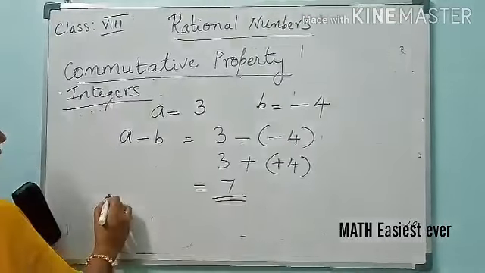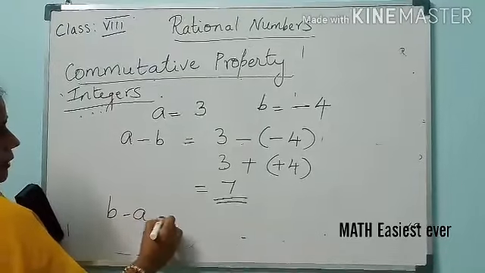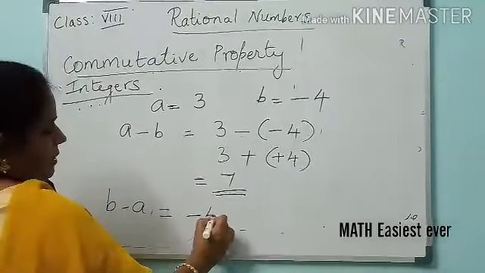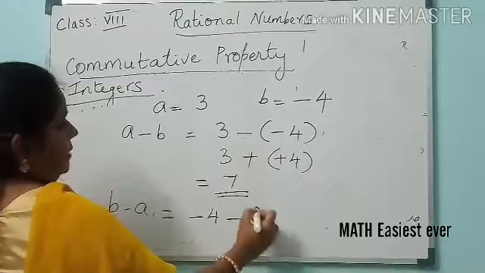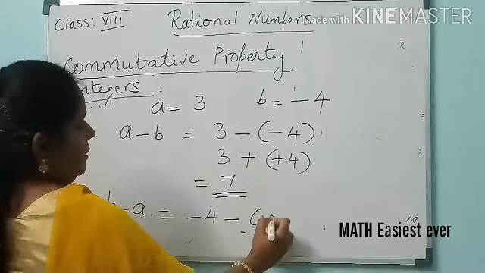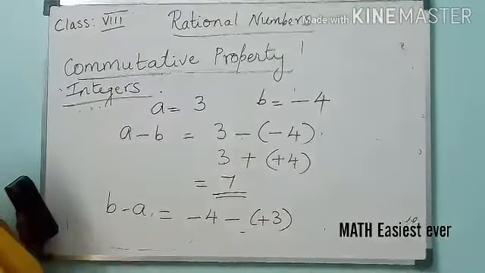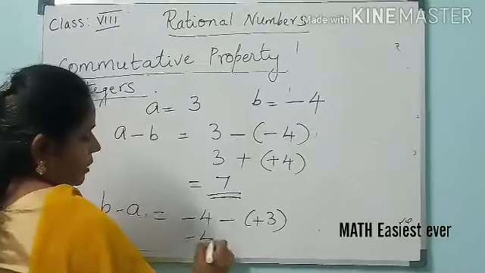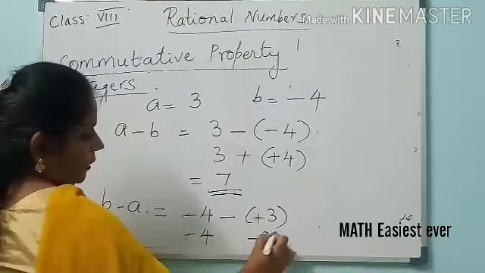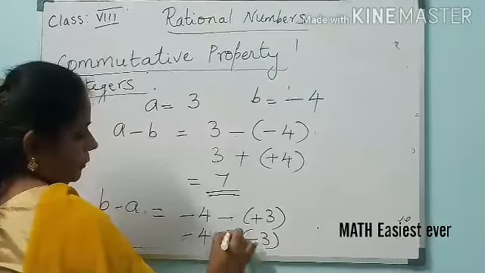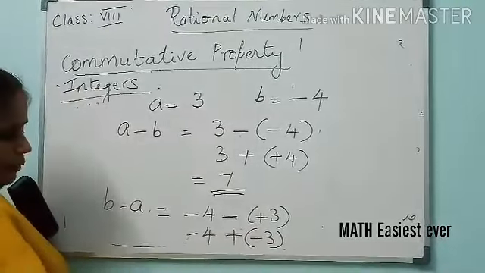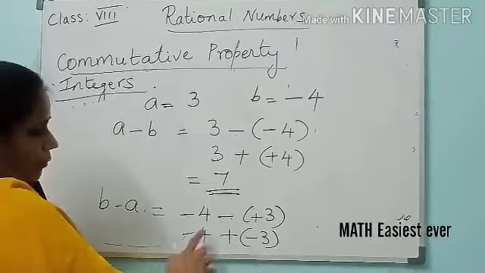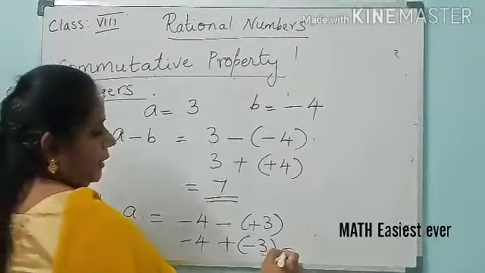Now, what is B minus A? What is B? Minus 4 minus, what is A? It's plus 3. Now you do the additive inverse. Since it's subtraction, the additive inverse of plus 3 is minus 3 and you put a plus. Now you have to add minus 4 plus minus 3, it is minus 7.